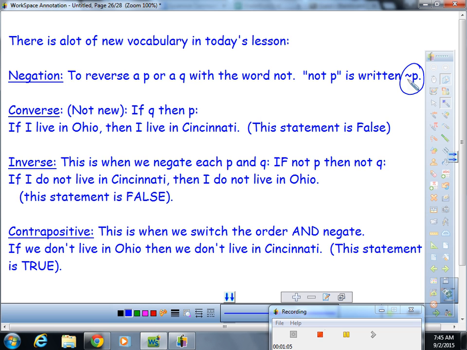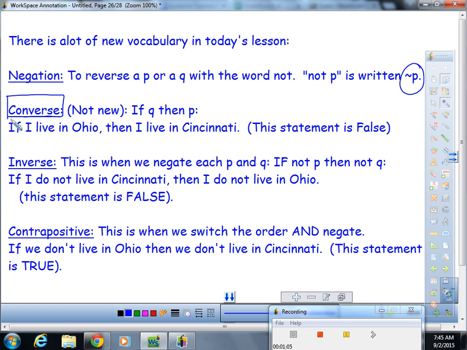So, this is not new, but it's really important, and it's really part of this section. We learned it yesterday, but let's go over it. The converse. What kind of things are converses? Shoes. Can you run backwards? Yes. Converse is the backwards. So you reverse the if and the then. If I live in Ohio, then I live in Cincinnati. That's the converse of our original statement.